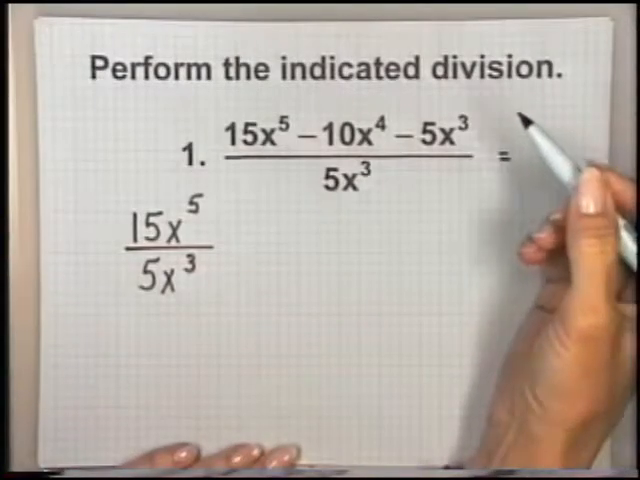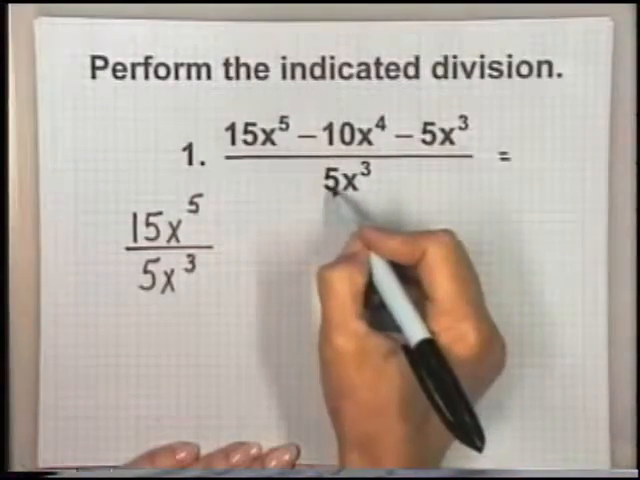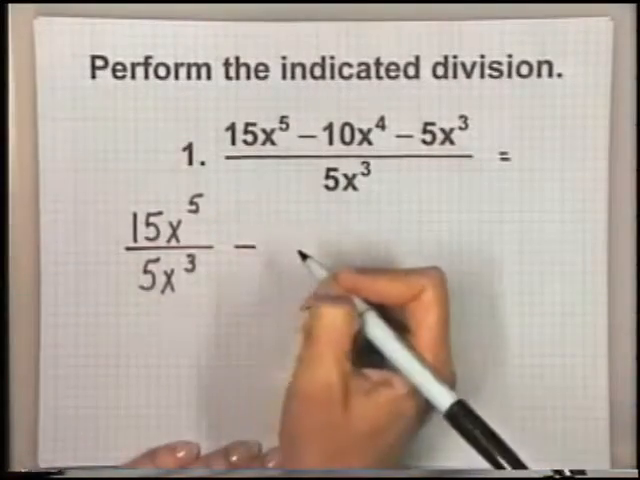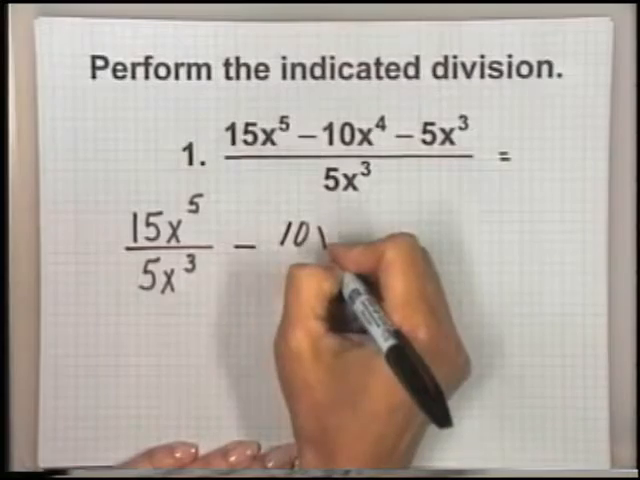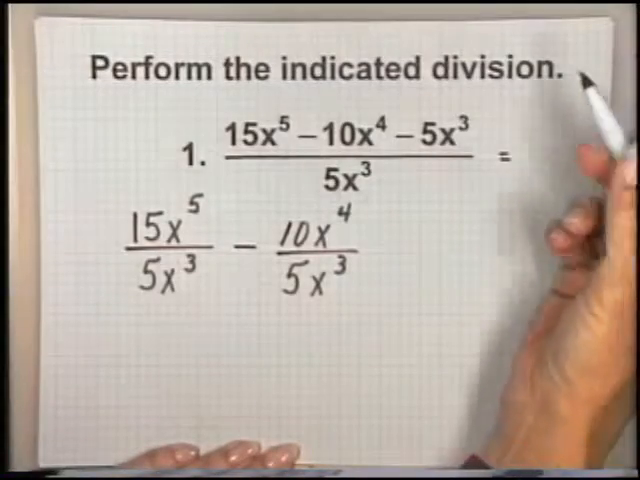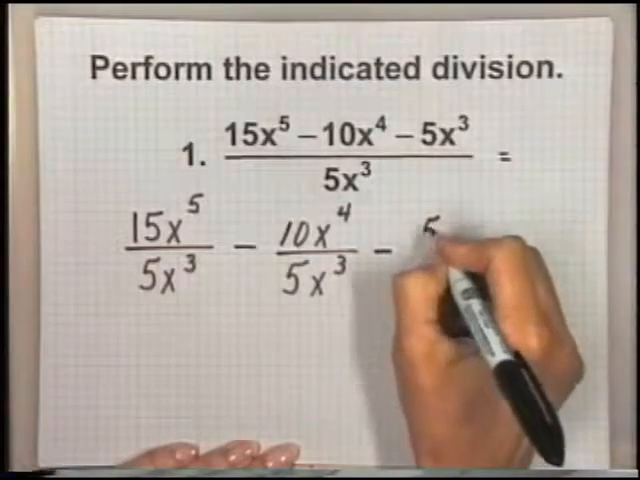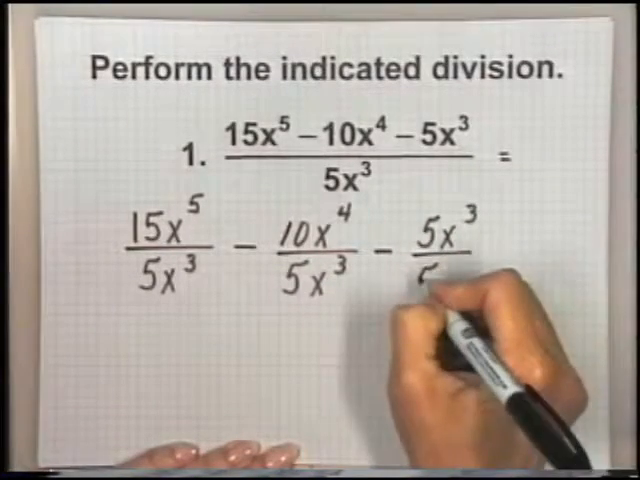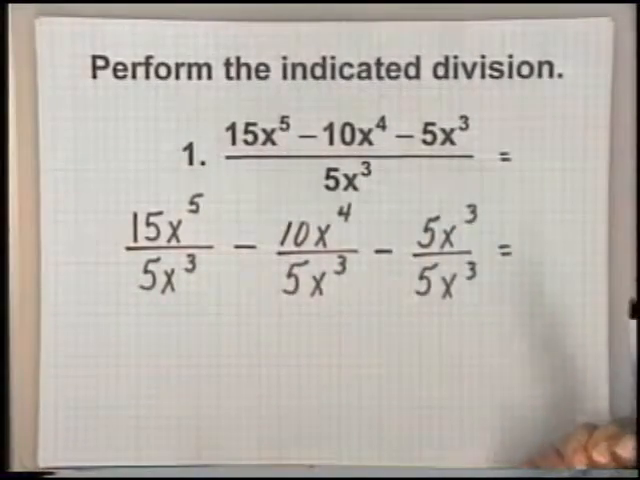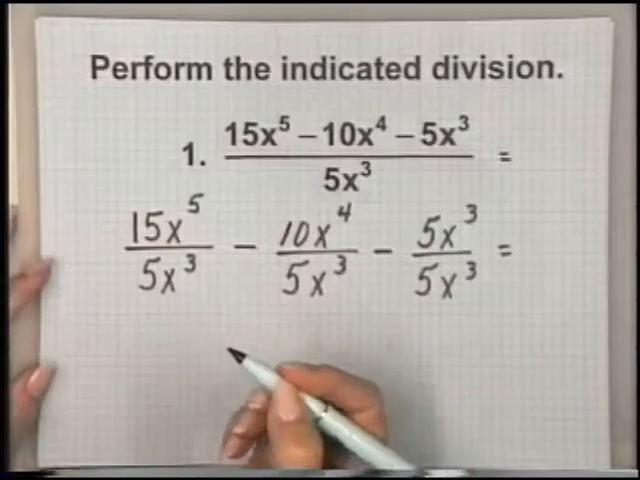And when I get ready to write the next term, I prefer to get the sign first. Of course, this is subtract 10x to the 4th over 5x cubed. We can think of it as a negative divided by a positive, which is a negative, and then we may write the 10x to the 4th over the 5x cubed. And for my third term, I can think a negative divided by a positive is a negative, and write 5x cubed over 5x cubed. So for my first step, I take each of the terms in the numerator and write it over my denominator. For my next step, I reduce each of these resulting fractions.